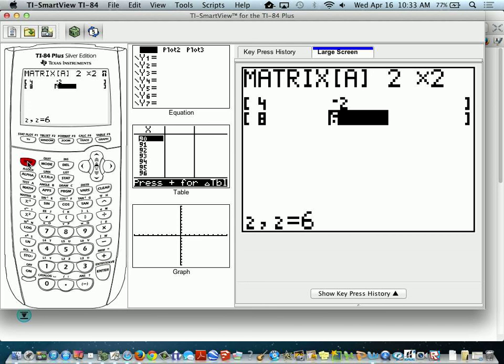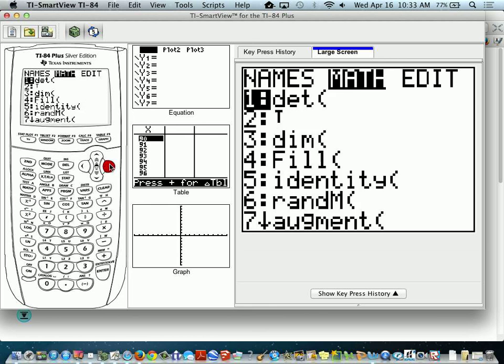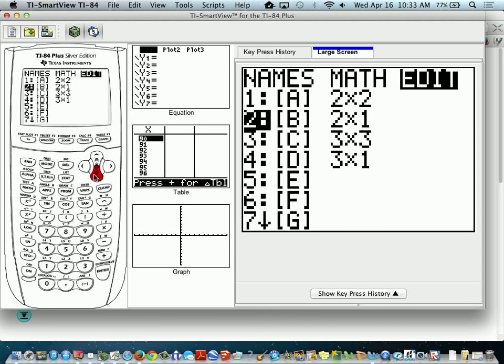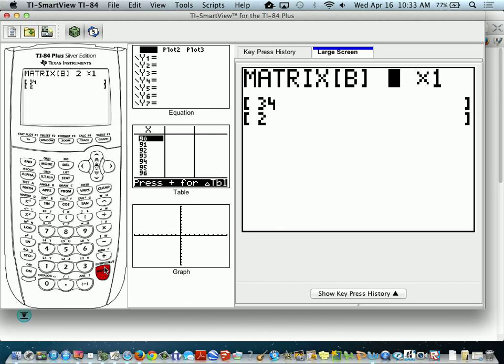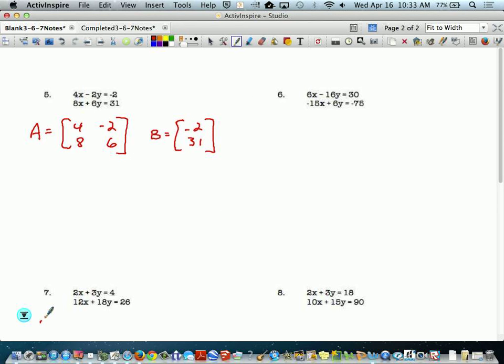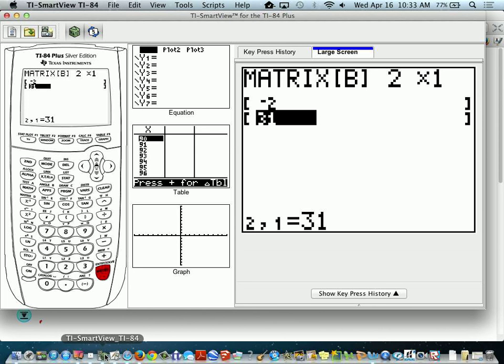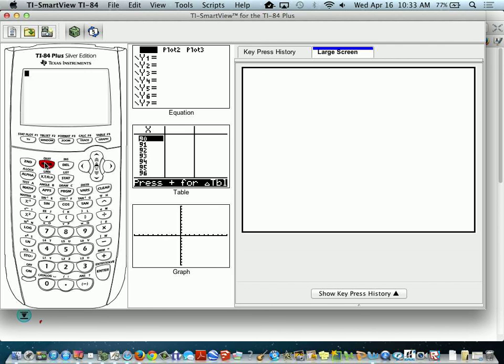Then you want to go back to matrix and edit matrix B. Now when you look at matrix B, there are 2 rows again, but only 1 column. So this is a 2 by 1 matrix. The first solution is -2, and the second solution is 31. So I entered 4, -2, 8, 6, -2, and 31. Once you have the matrices entered, your work is really done.